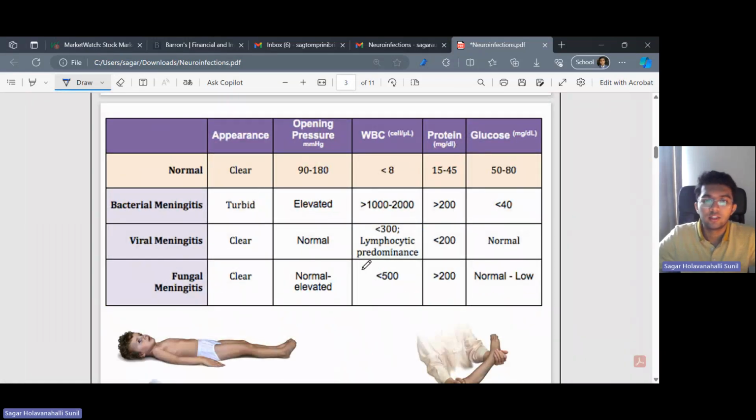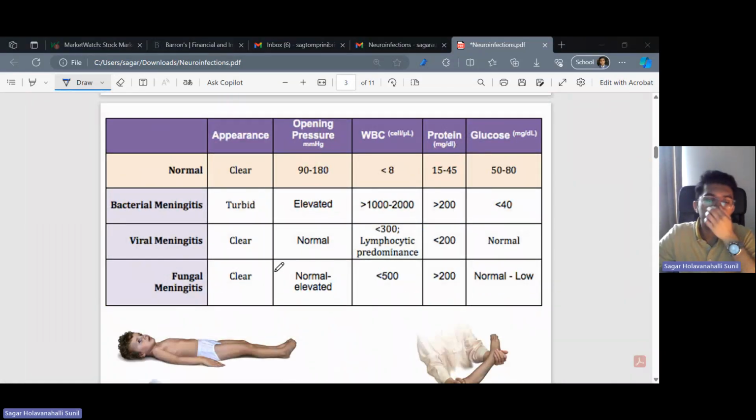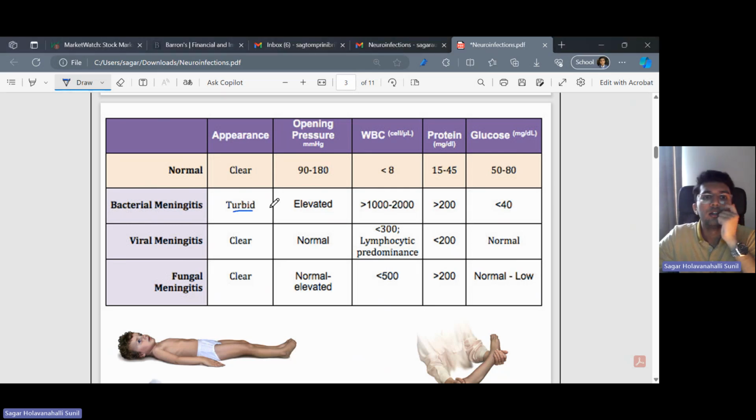You can have a detailed look at this table on your own, but essentially, in bacterial meningitis the appearance is usually turbid compared to normal. Opening pressure is obviously elevated, while in viral meningitis it is normal but can be slightly elevated. Fungal meningitis, same situation, can be normal or elevated. But bacterial meningitis is almost always elevated. We remember the ICP is 7 to 15 mmHg. Well, opening pressure, depending on how exactly you're performing the lumbar puncture, is always higher than 15 mmHg.